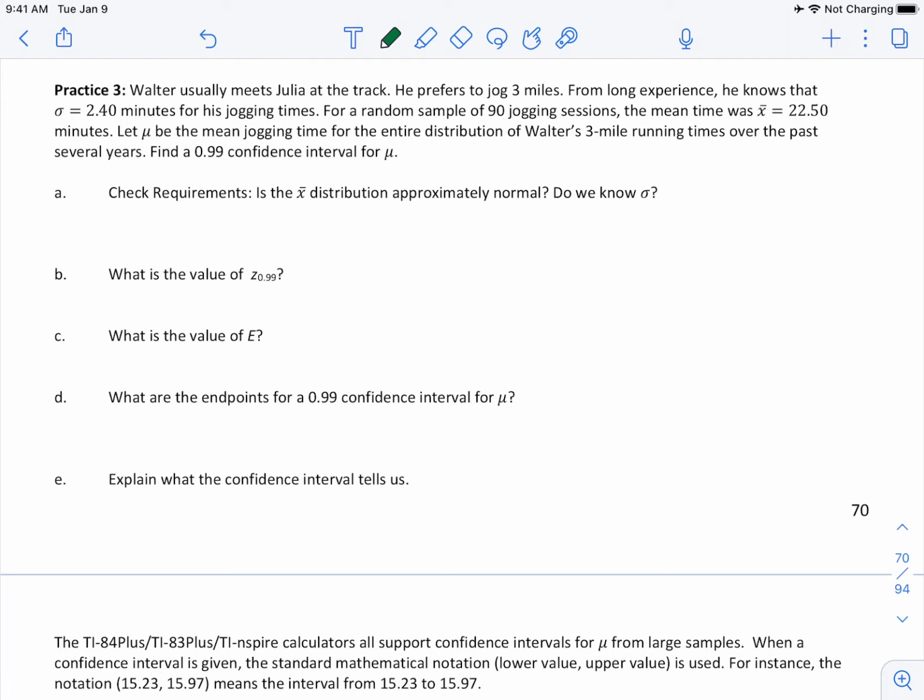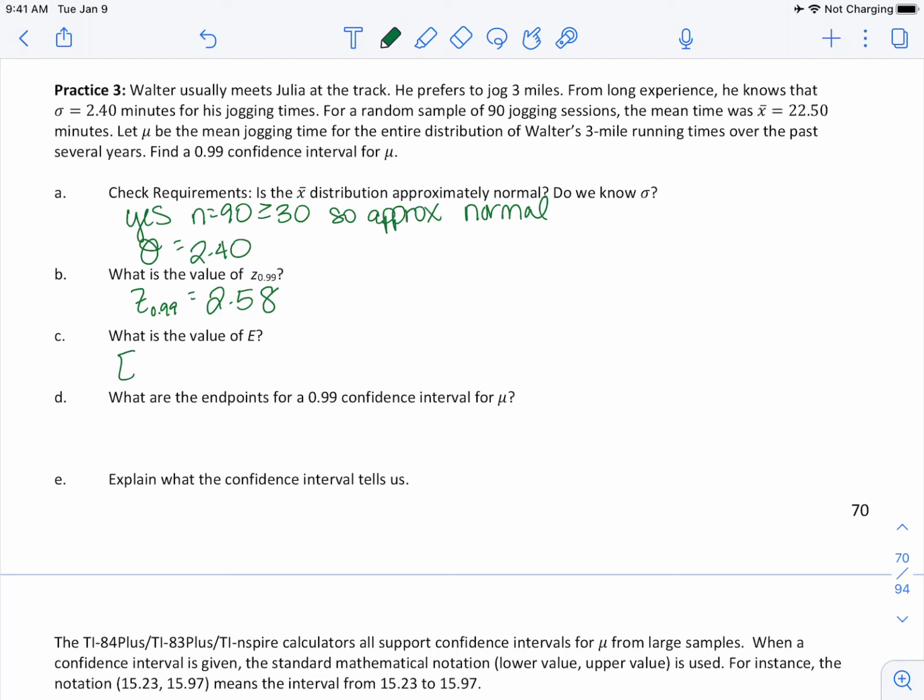So check requirements. Is the x bar distribution approximately normal? Well, that we can say yes. Our n is 90, which is greater than or equal to 30. So approximately normal. Do we know sigma? Yes, our sigma is 2.40. What is the value of Z99? That is 2.58.